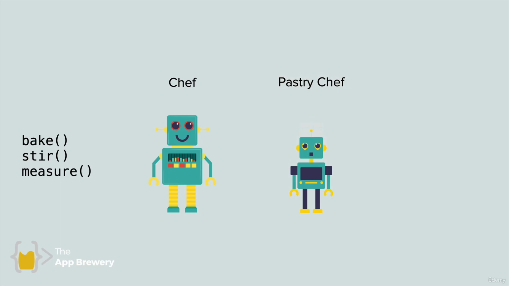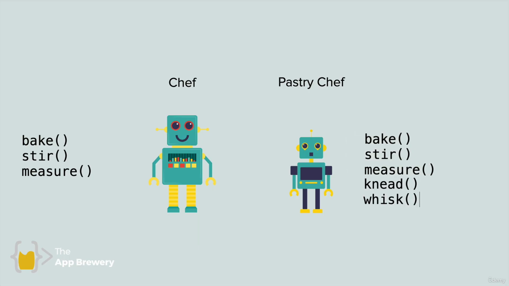So you don't want to create this pastry chef entirely from scratch. Instead, what you want to do is you want to be able to take the methods you already defined for the chef class and then just add to it. Add a few other relevant methods, like how to knead dough or how to whisk some eggs. So this process of inheriting behavior and appearance from an existing class is known as class inheritance.